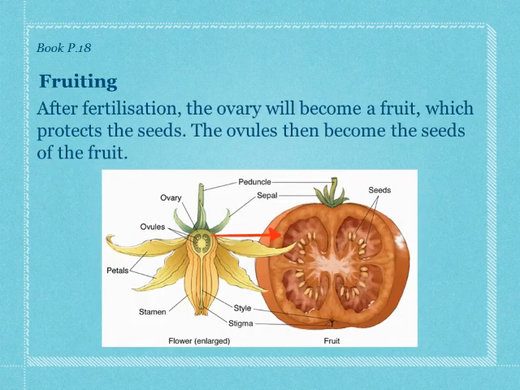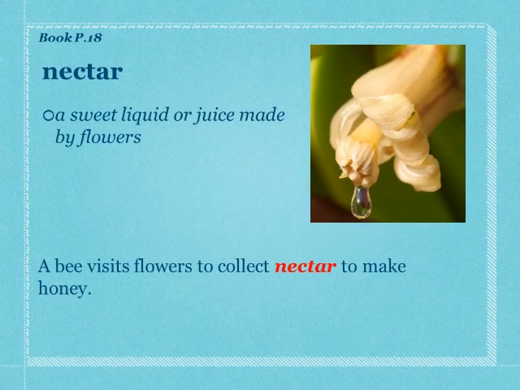Page 18. Fruiting. After fertilization, the ovary will become a fruit, which protects the seeds. The ovules then become the seeds of the fruit. Page 18. Nectar. A sweet liquid or juice made by flowers. A bee visits flowers to collect nectar to make honey.